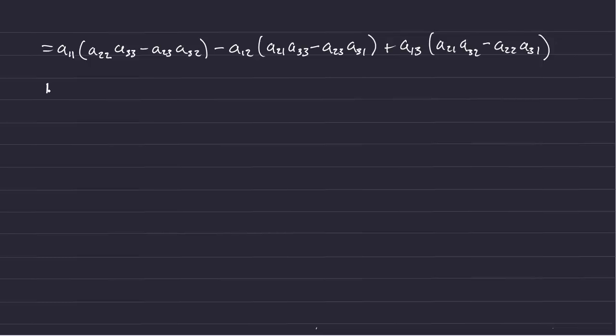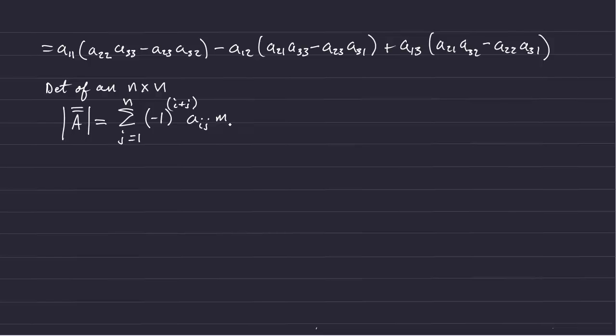Now, the determinant of an n by n matrix, so a general matrix that has n rows and n columns, well, we could write that as the determinant of A is equal to the sum for j equals 1 to n of minus 1 raised to the i plus j power of the element in the ith row and jth column times the determinant of the ijth submatrix.